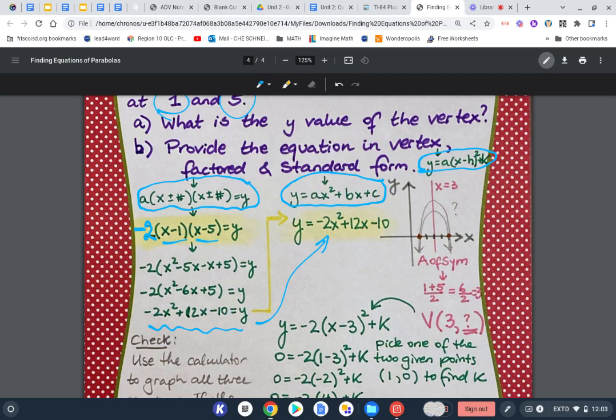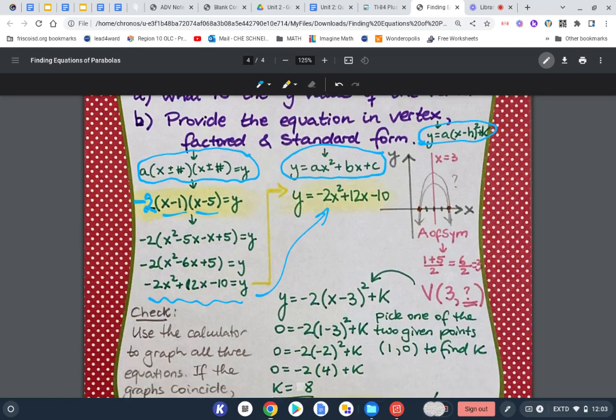And all you have to do now is the vertex form. So how do you get there? Well, that's a problem because they don't give you the vertex. And to answer part A, what is the y value of the vertex? Clearly, you need to know the location of the vertex.